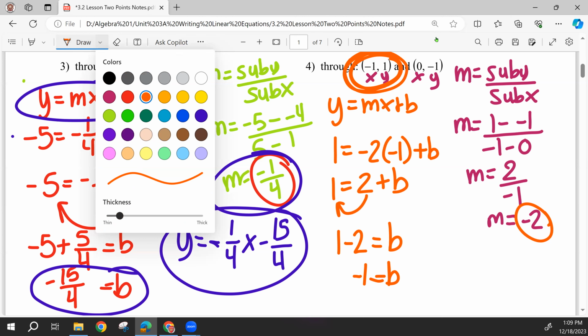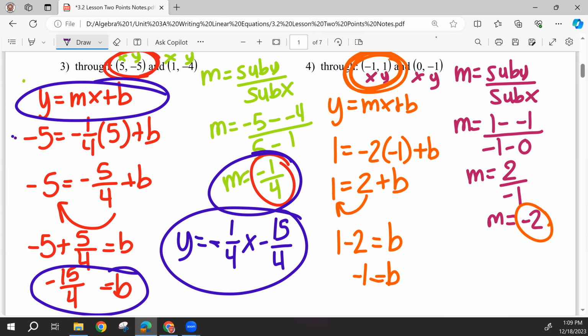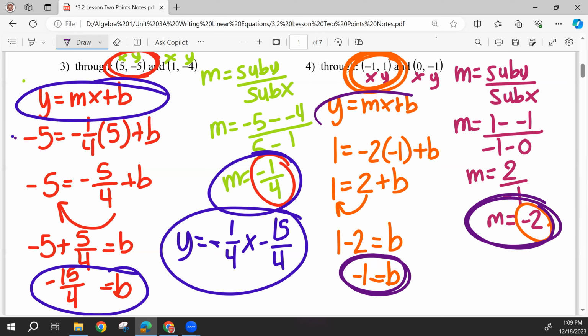One final time, we are not stopping there. We are taking our slope, we are taking our intercept, and we are plugging them back in where they belong to y equals mx plus b. Our final answer is going to have a y in it. It's going to have a slope of -2. It's going to have an x in it, and it's going to have an intercept of -1.